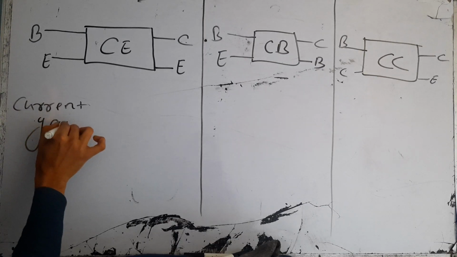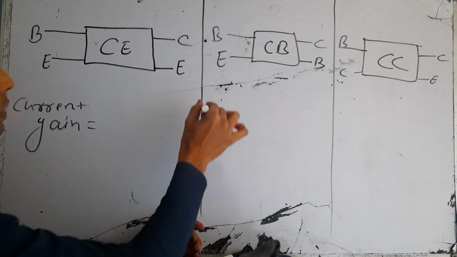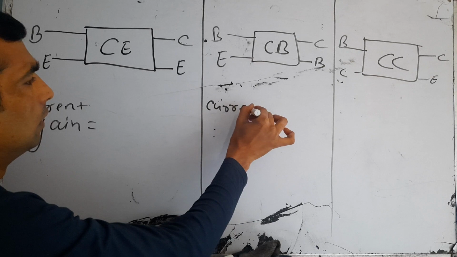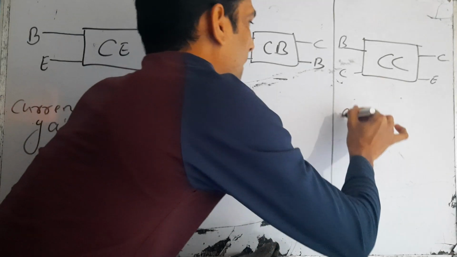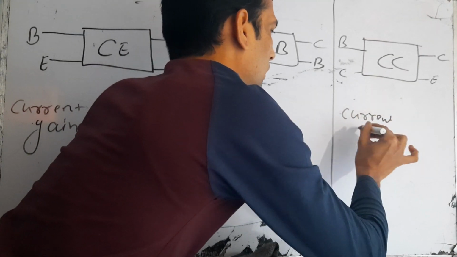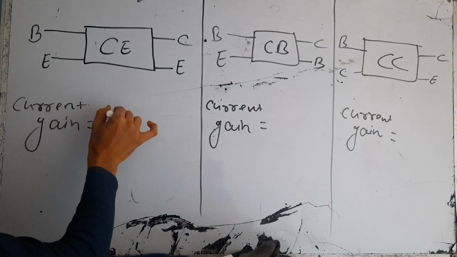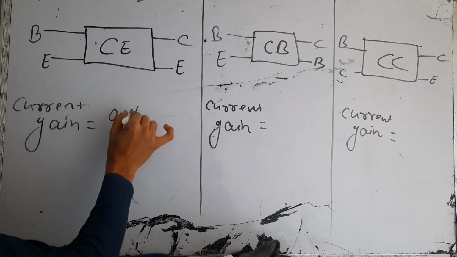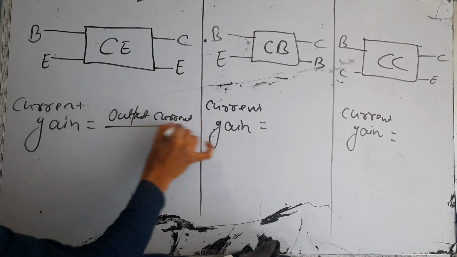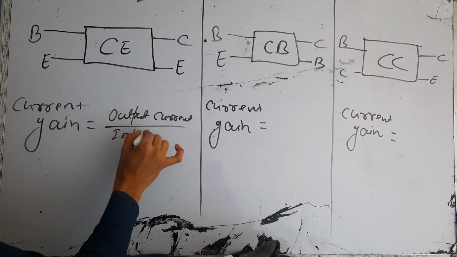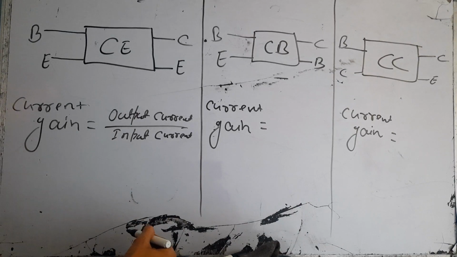Current gain in all these cases. Current gain in common emitter, current gain in common base, and current gain in common collector. Basically, current gain is output current upon input current.